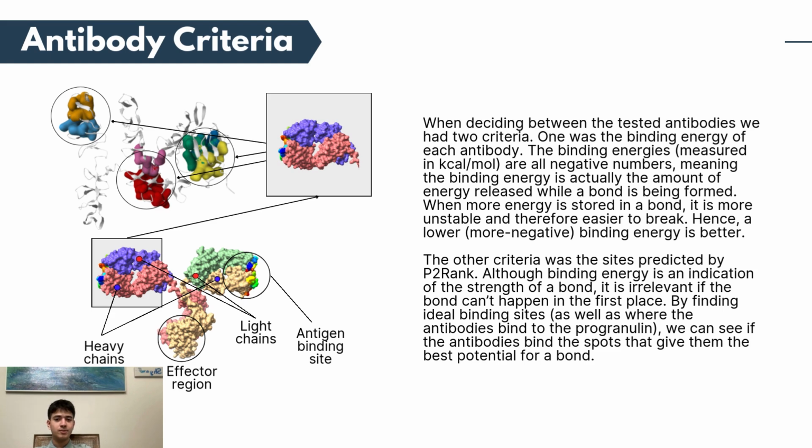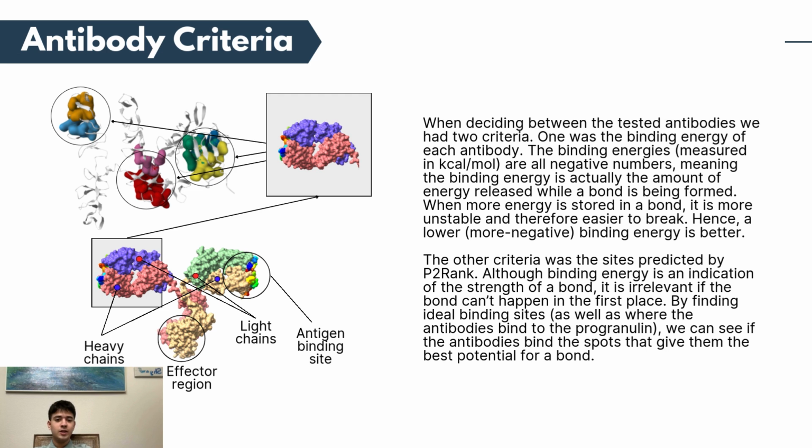This means that energy was actually released during the bond, making it more stable. Because a lower binding energy indicates a stabler bond, we want to see which one has the lowest binding energy because that will likely indicate which bond is the strongest. As such, we were looking for the lowest binding energies.